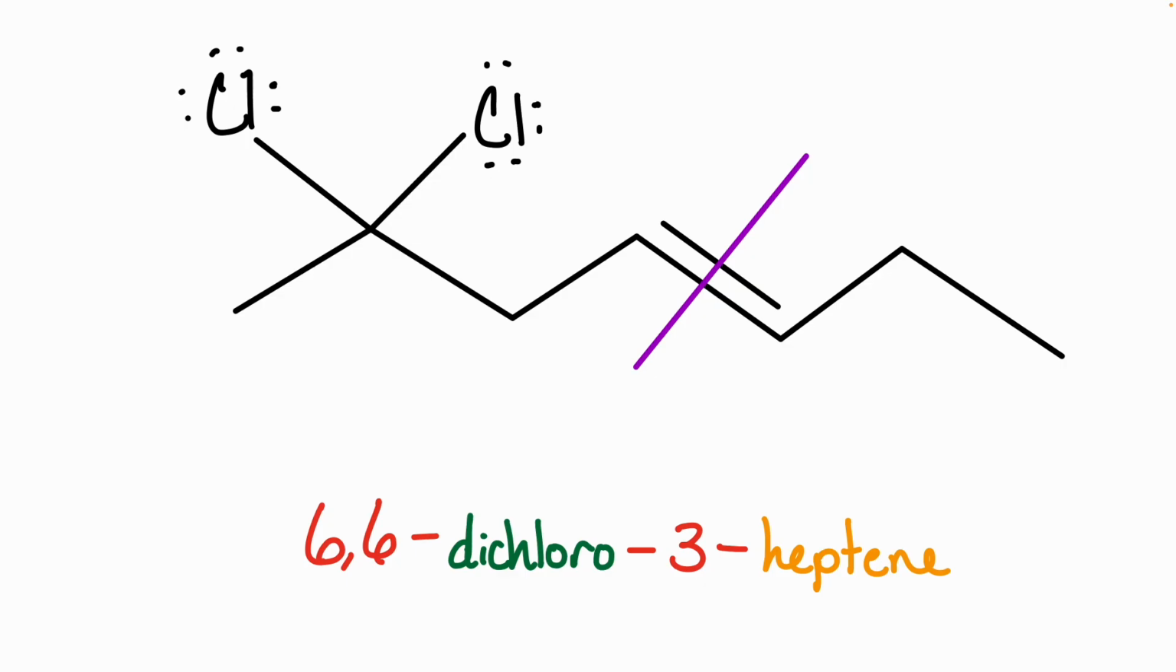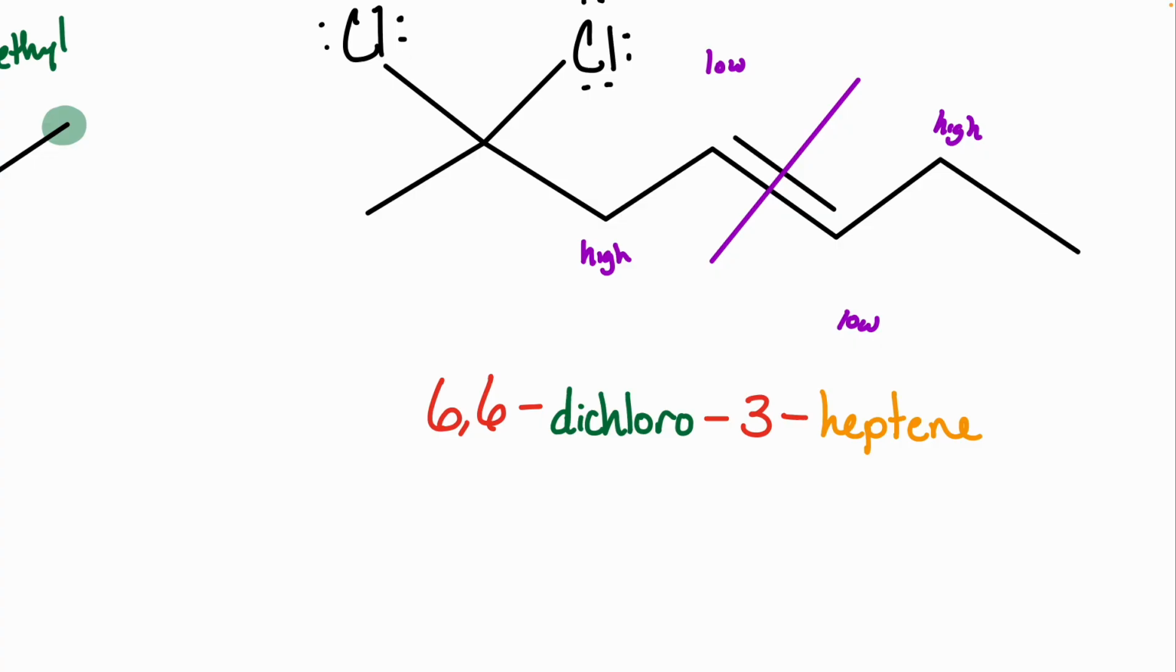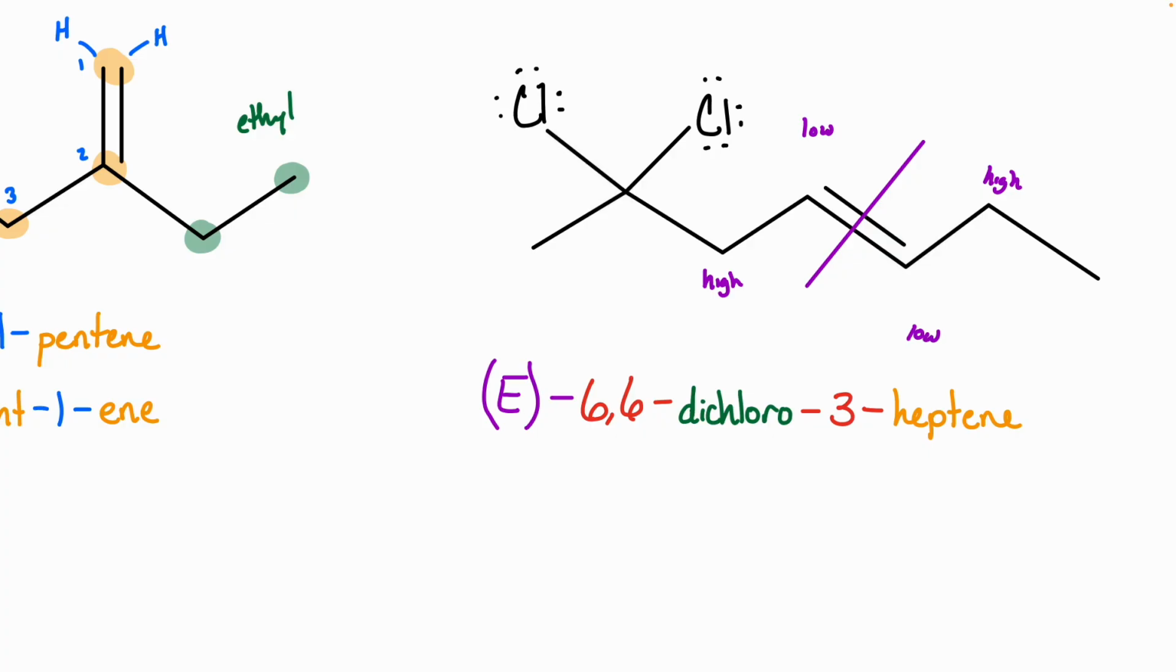I chop at that double bond. I'm comparing my carbon to that implied hydrogen. So carbon is high, my implied hydrogen is low. I jump to the other side, play the same game. My carbon is high, my implied hydrogen is low. So this would be the E stereoisomer, and we represent that by putting it in parentheses out front of that molecule's name.